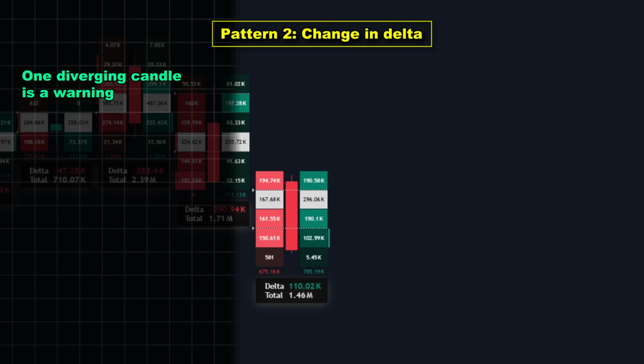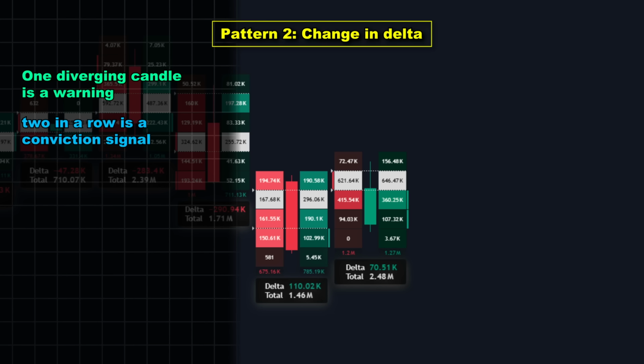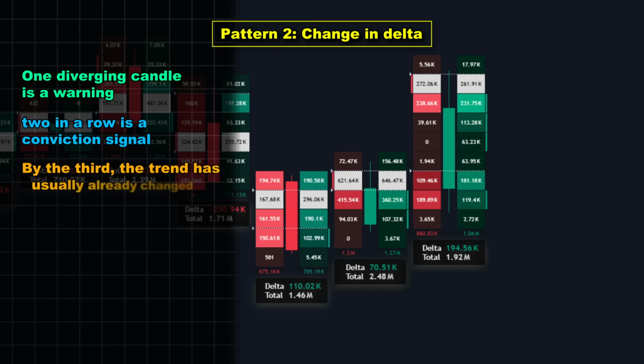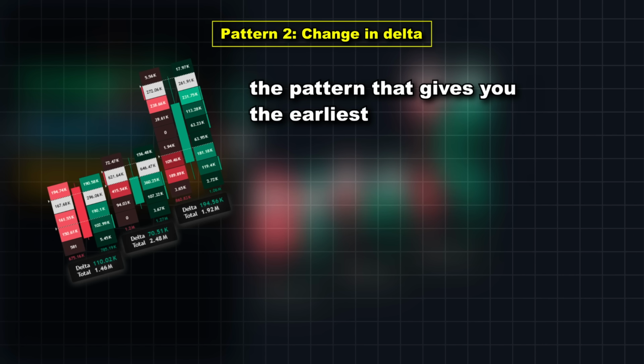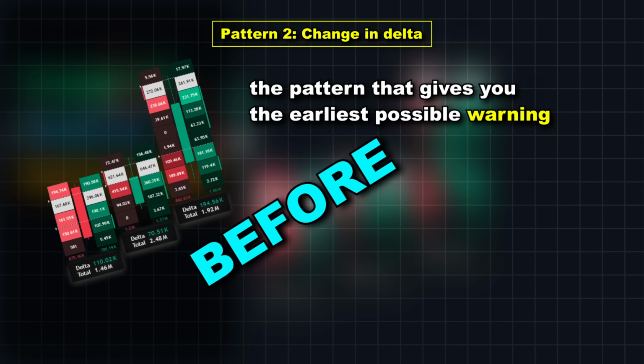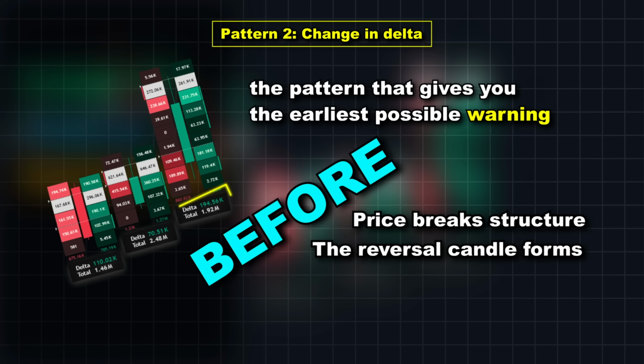One diverging candle is a warning, 2 in a row is a conviction signal. By the third, the trend has usually already changed and most traders are still holding the wrong direction. This is the pattern that gives you the earliest possible warning, before price breaks structure, before the reversal candle forms. The delta has already told you.